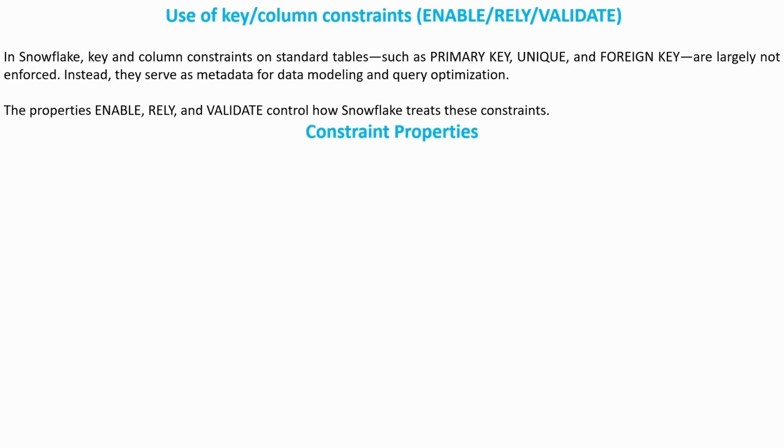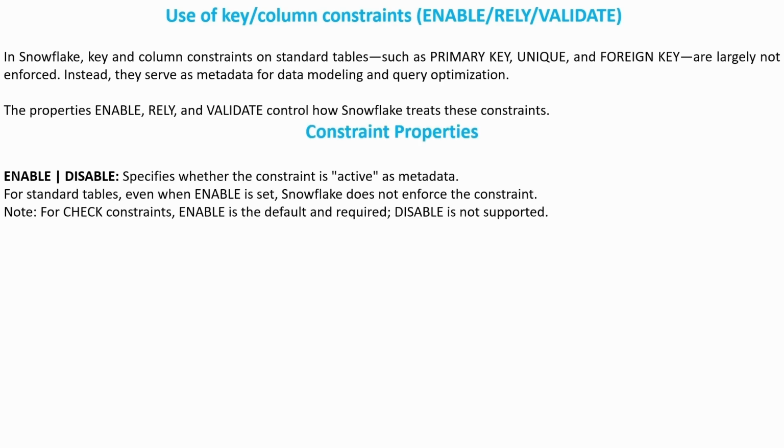If we discuss constraint properties, first is enable and disable. It specifies whether the constraint is active as metadata or not. For standard tables, even when enable is set, Snowflake does not enforce the constraint, as we just discussed, right? For check constraints, enable is the default and required. Disable is not supported for check constraints.